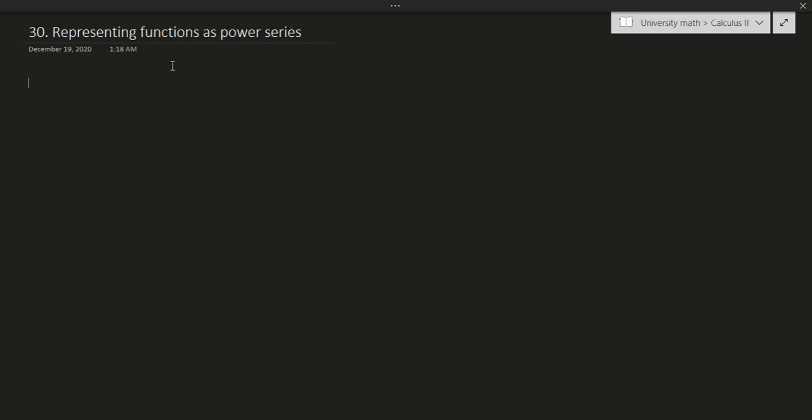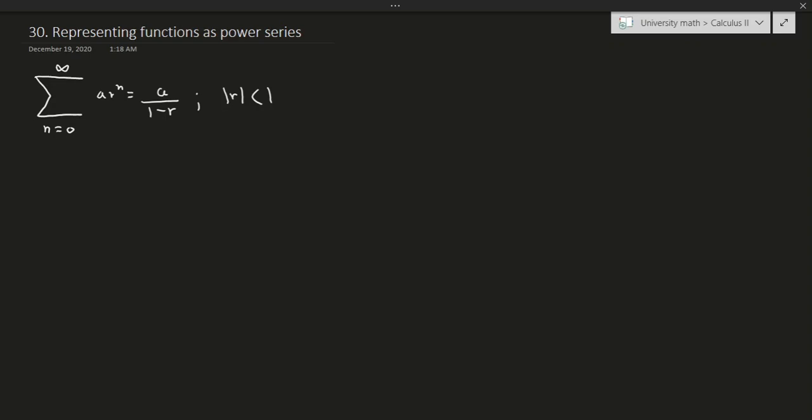So we need a way to express functions as power series, so let's talk about how to do that. One of the most fundamental identities you have to know is the following. Let's start with the geometric series, which is something you already know. Recall that the geometric series is given by the sum from n equals 0 to infinity of a r to the n, which is equal to a over 1 minus r, where the absolute value of r is less than 1.